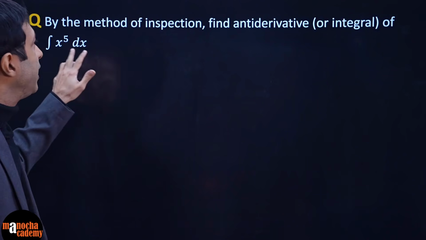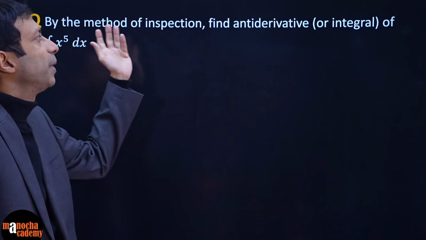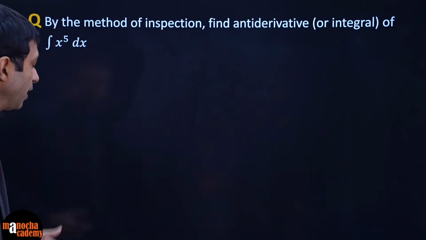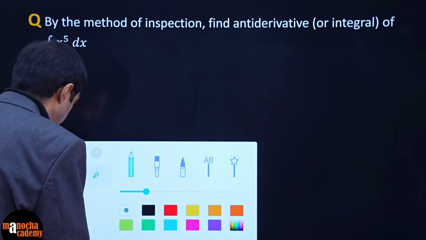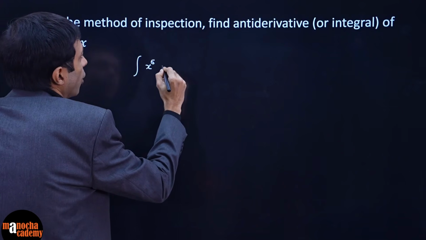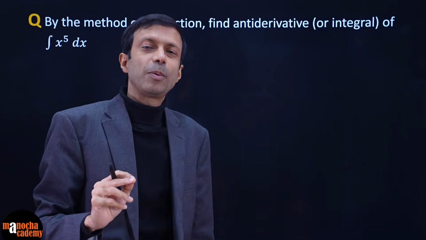You have to find the integration of x to the power 5, and sometimes in the books it's given like this, by the method of inspection, or find the antiderivative, right? So take a look and see how will you integrate x to the power 5. The question is x to the power 5, and always they'll say dx, right? This is the integration that we have. So the function is x to the power 5 dx.